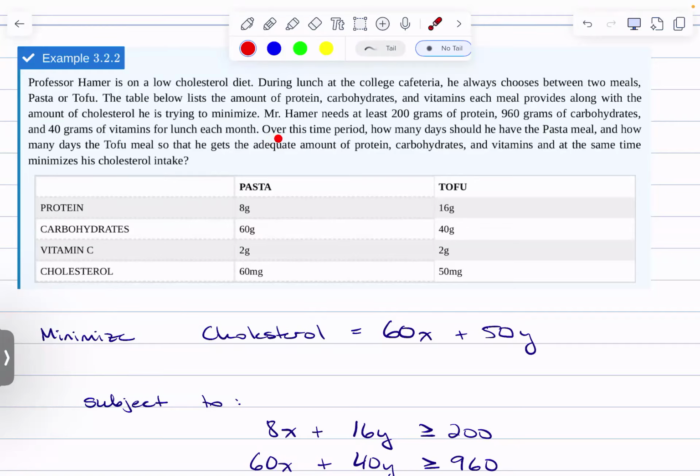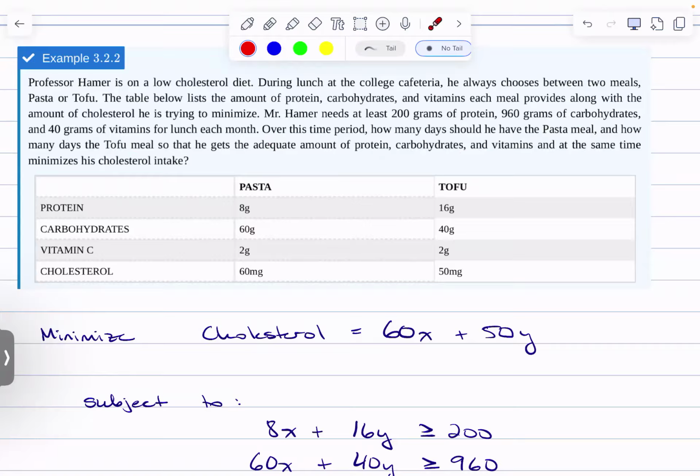Over this time period, how many days should he have the pasta meal, and how many days the tofu meal, so that he gets the adequate amount of protein, carbohydrates, and vitamins, and at the same time minimizes his cholesterol intake?